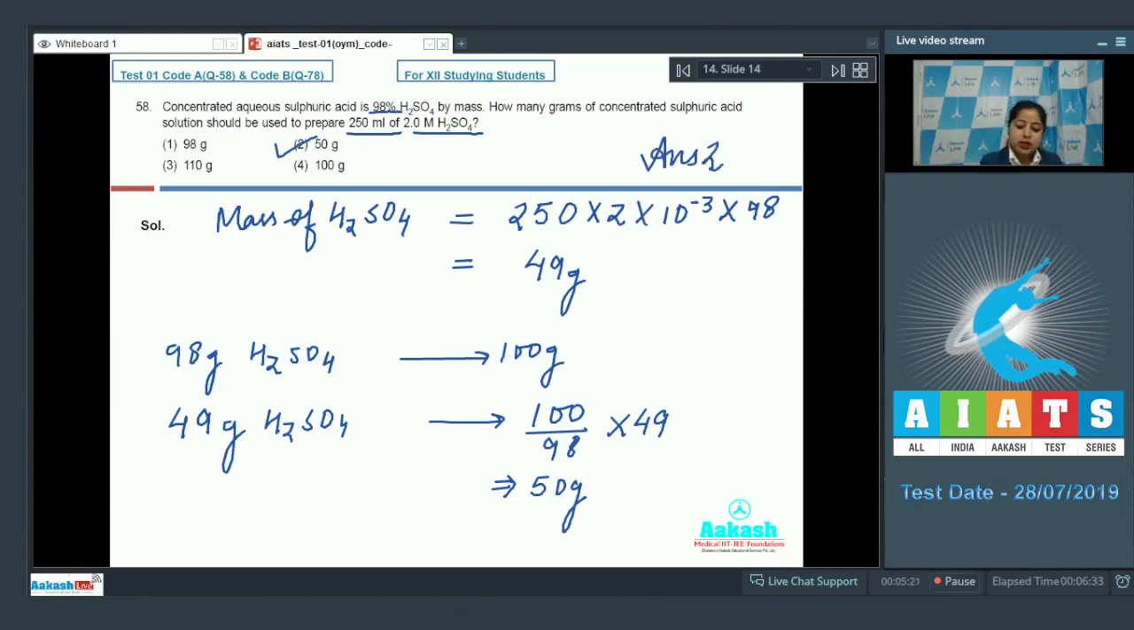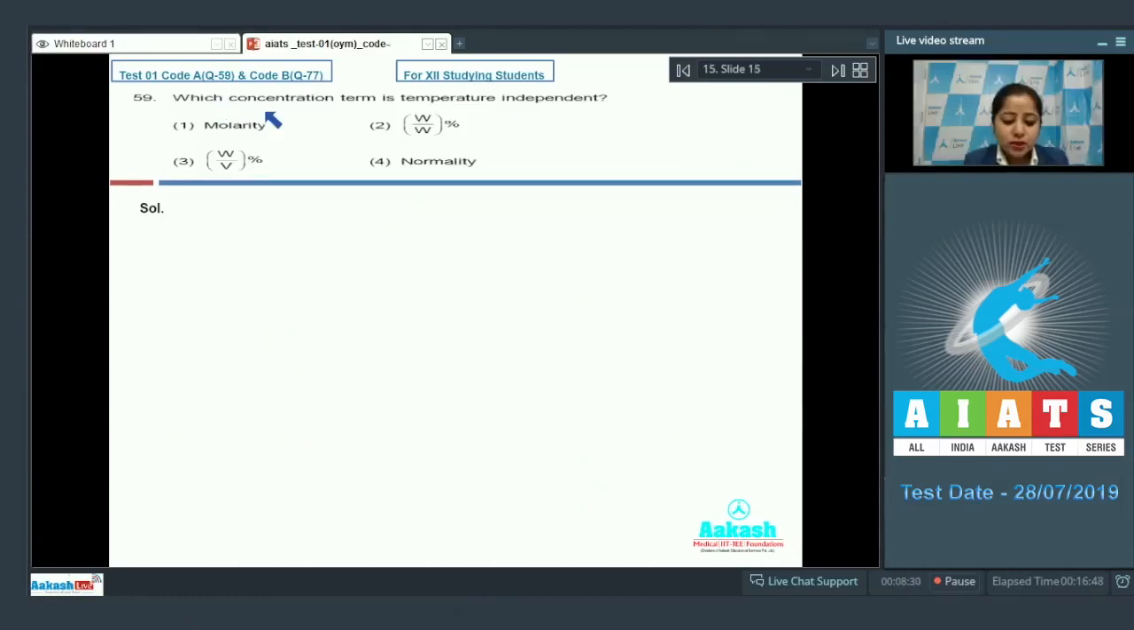Let's move to our next question, class, which is question number 59. Which concentration term is temperature independent? The options are molarity, weight by weight percent, weight by volume percent, and the last option is normality. Class, for this question, we need to know that any concentration term which has volume in it depends upon temperature, because volume changes as the temperature changes. So molarity will be temperature dependent because it has volume. On the other hand, weight by weight percent will not depend upon temperature because it does not have a volume term.